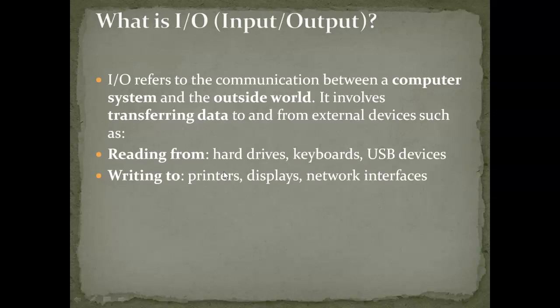So usually it involves reading from your hard drives, keyboards, USB. That is one kind of input, and writing to printer, displaying the information and network interfaces. All these things are there. So it is all like an input and the output kind of communication that happens between a computer system and the outside world. We call it as input output. Let's see in detail what it is.